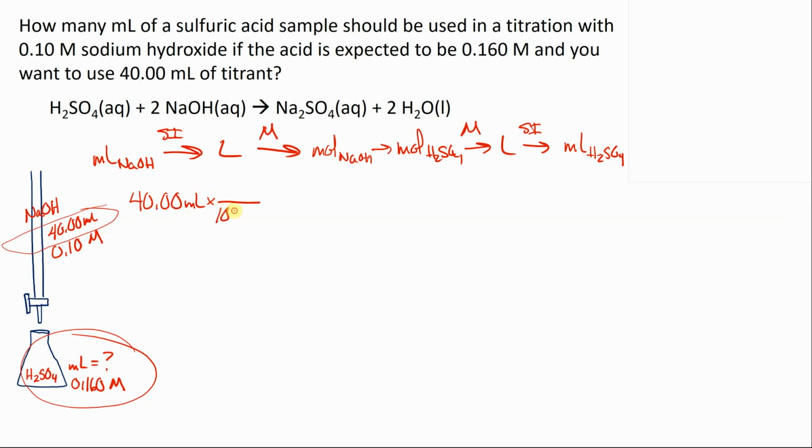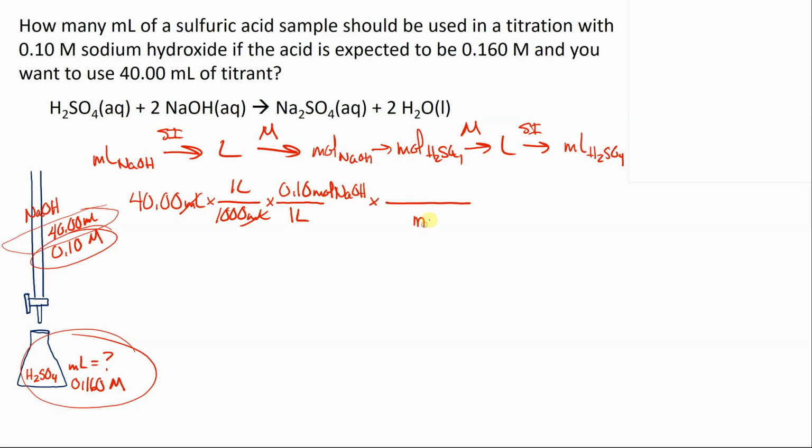The SI conversion, 1,000 milliliters to 1 liter. That got us to liters. Now we're going to use the molarity to go to moles. So exactly 1 liter, and the concentration of the sodium hydroxide this time is the 0.10 moles. And let's go ahead and write that in. That's moles of sodium hydroxide.